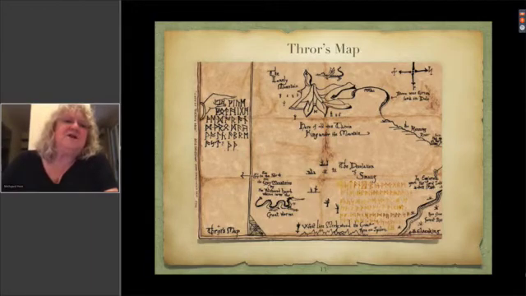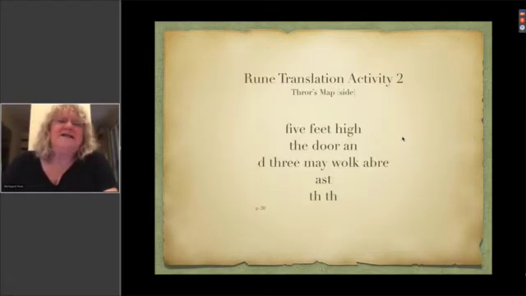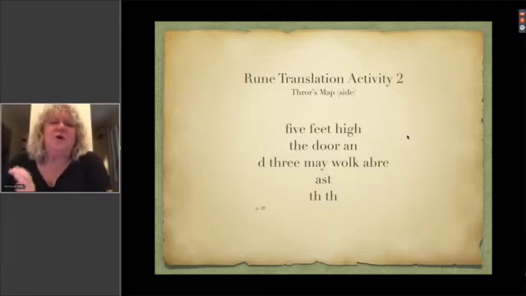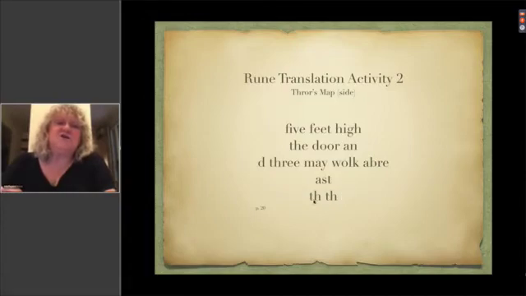Now remember, we're still looking at the dots. The dots actually signal the end of the word, not the break in the line. And also remember, no erasers. So let's take a look at this. Okay. It says 5 feet high the door and 3 may walk abreast. TH. Thrain, Thor. Thorin's father, Thorin's grandfather.